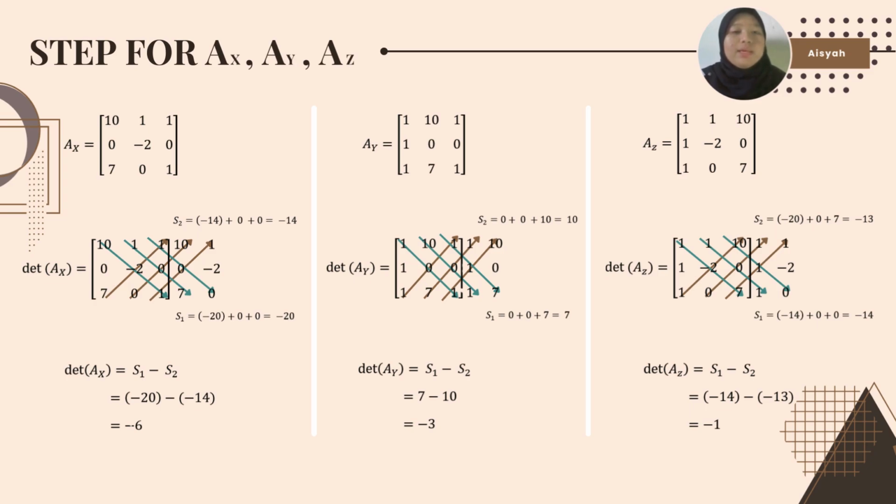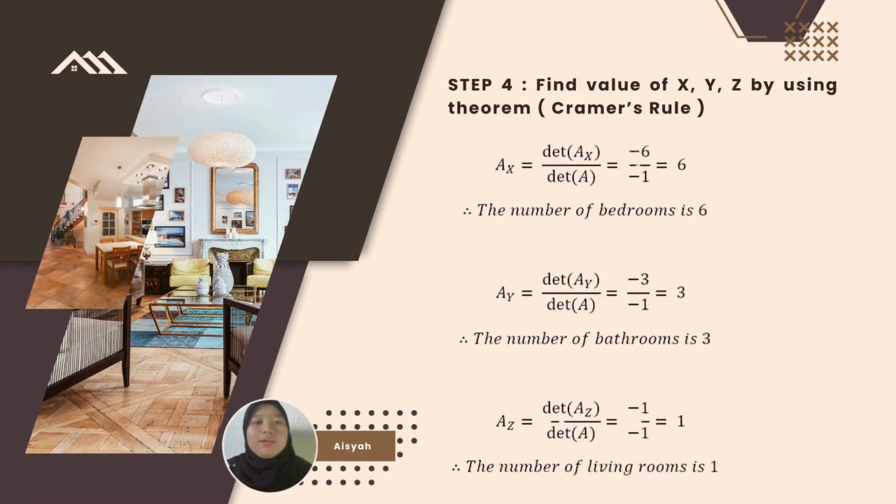And for the last one, AZ, we change the third column to 10, 0, 7, and we can get S1 equal to negative 14 and S2 negative 13. Subtract them and we can get negative 1. In order to determine the number of rooms, the final step is to get the value of X, Y, and Z by dividing determinant AX, AY, and AZ by determinant A.